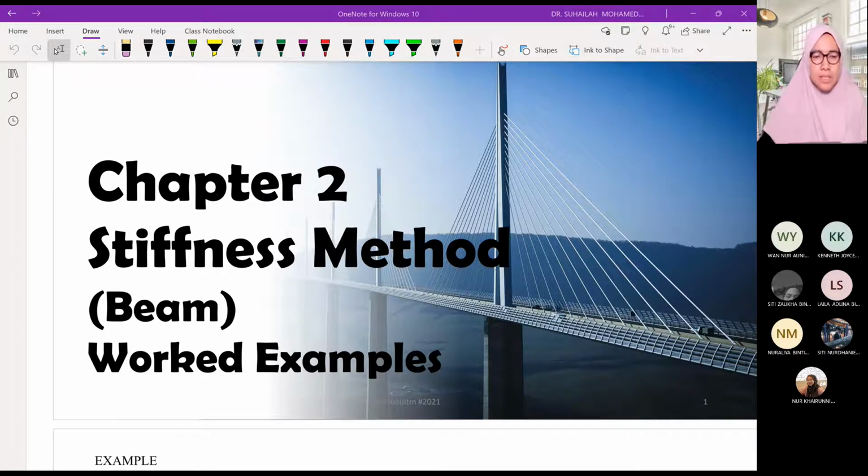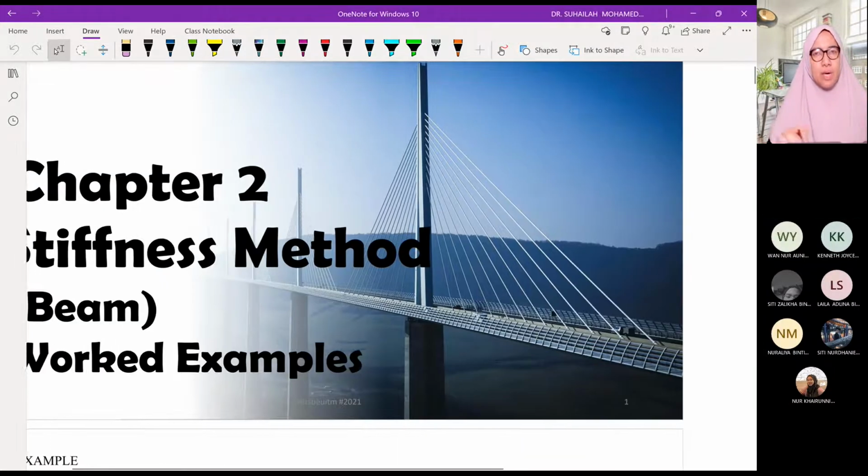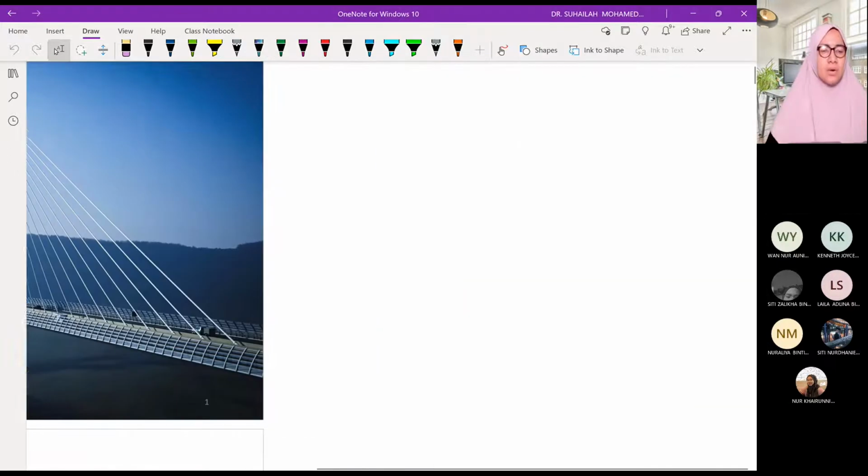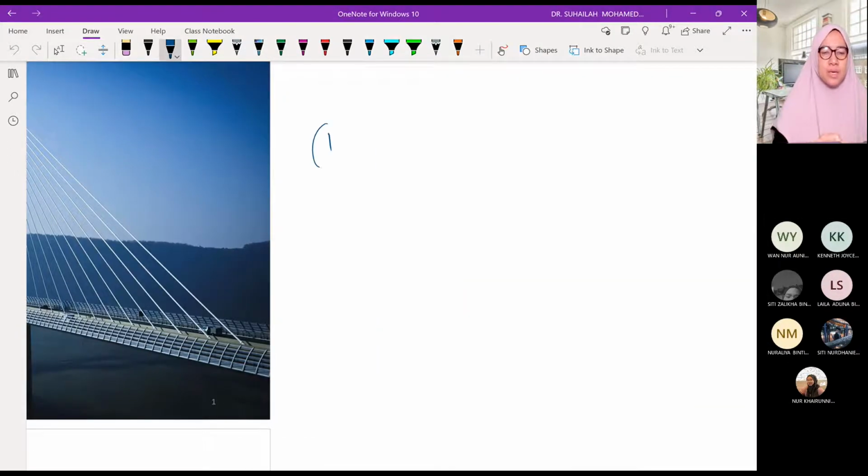Okay, so in this session, we are going to continue the stiffness method. So this is beam analysis. The stiffness method, as we know, is another method to analyze indeterminate structures. We start the stiffness method with truss analysis, where a truss has 2 degrees of freedom.